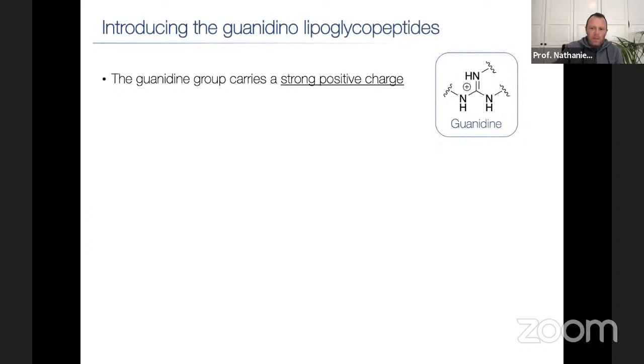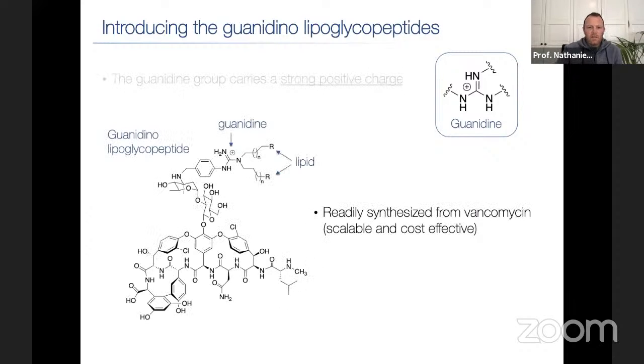And so we had the idea, using some chemistry that we developed over the years, to try and introduce a guanidine group into a lipoglycopeptide. And that led us to the class of compounds you see here. So again, the vancomycin core, and now we've modified the vancomycin to contain a guanidine group, and linked to the guanidine group are lipids. And we can vary the nature of these lipids.